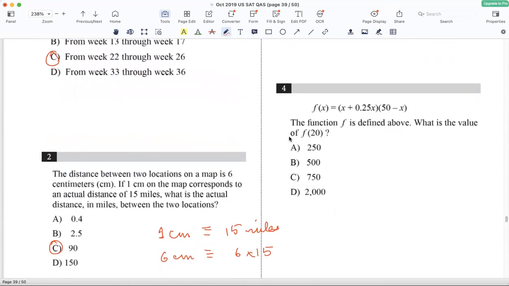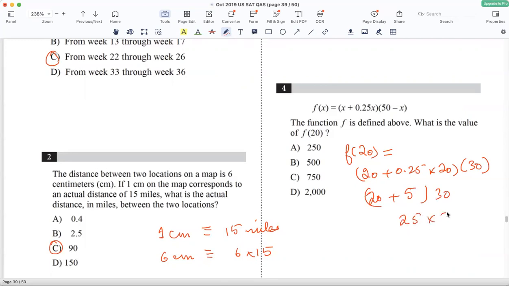The function f is defined above. What is the value of f(20)? So f(20) would be 20 plus 0.25 times 20 times (50 minus 20), which is 30. So 20 plus 5 times 30. So 25 times 30, so 750.